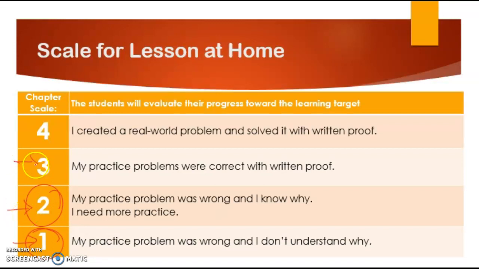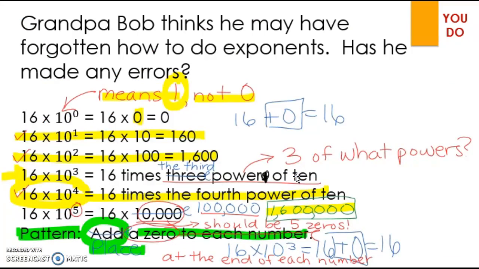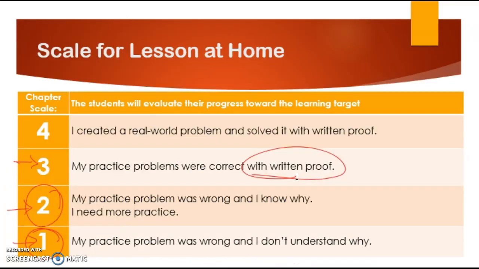If your practice problems were correct and you were able to provide written proof, like showing your work, maybe your paper looks something like this, then you're a level 3. And if you felt like you were able to write your own problem for everyone else to see, then you are a level 4. And your teacher would love to see your problem tomorrow.